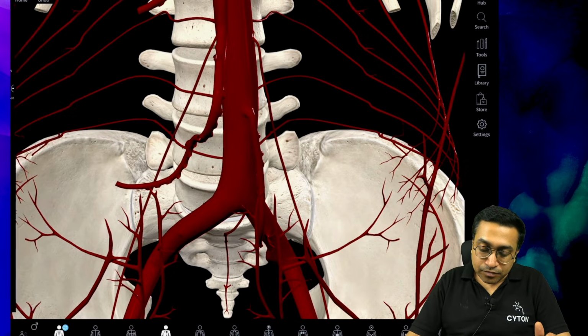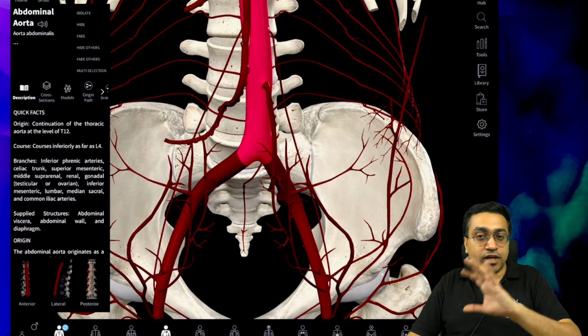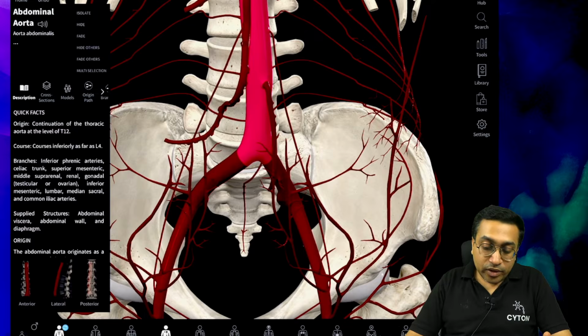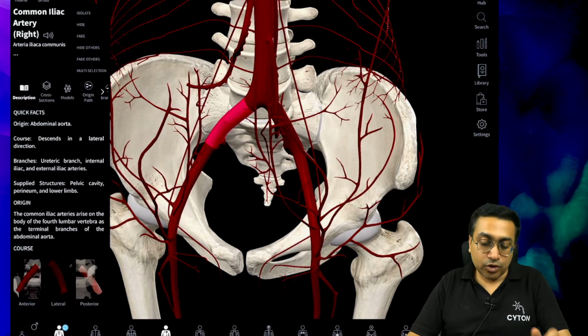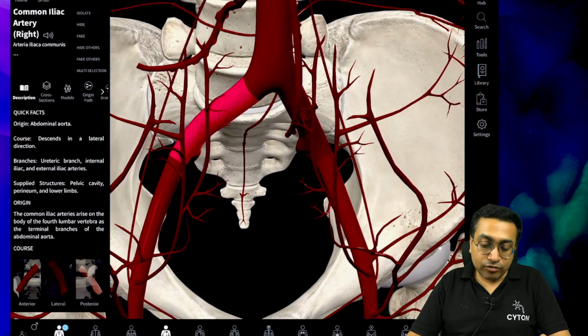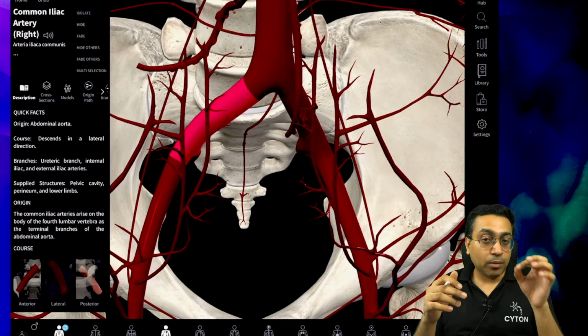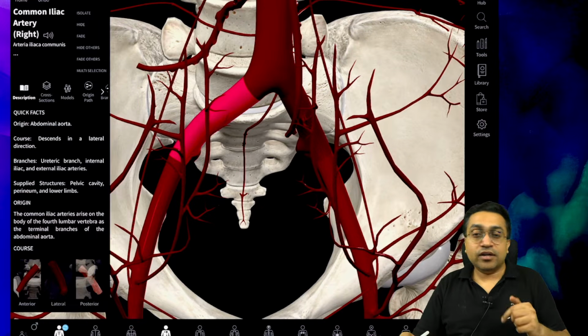Okay, so now you see this was the abdominal aorta supplying the abdomen. Now we come on to the pelvis and the lower limb. In this pelvis region, if you see very carefully, the abdominal aorta is bifurcating into two parts, that is the common iliac artery on either side. Here was common carotid, here is common iliac.